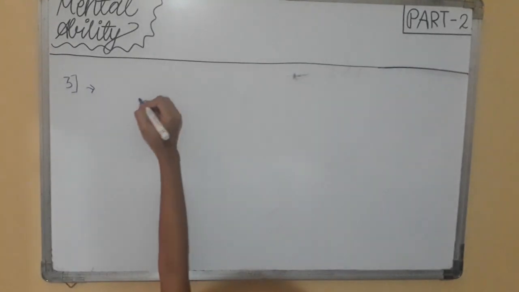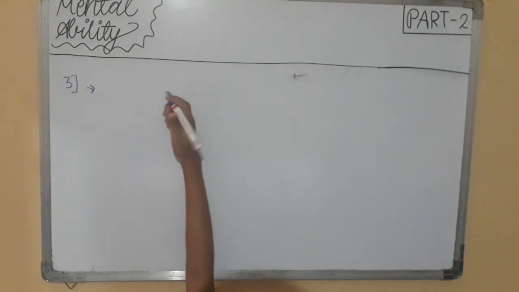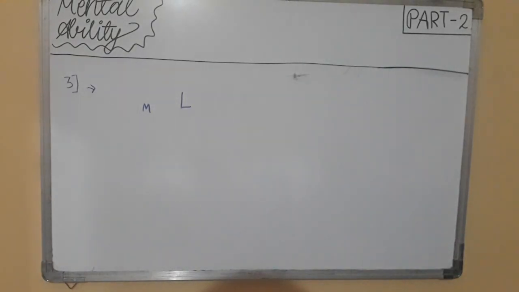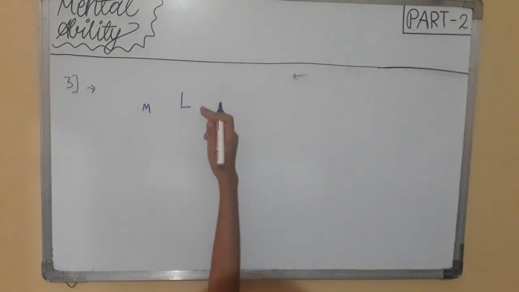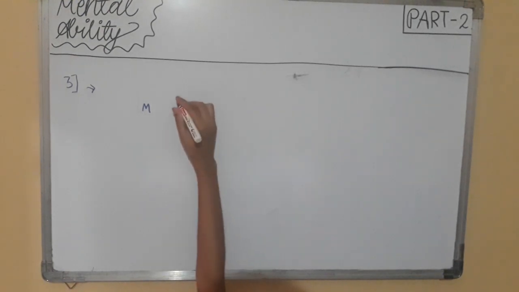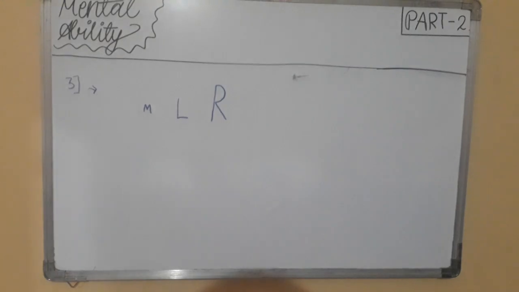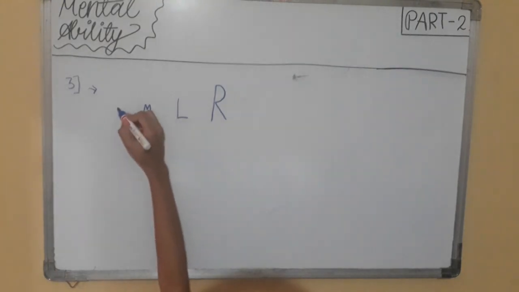Listen to the question carefully. Malini is younger than Lina, means Lina is older. Rupali is older than Lina, means Rupali is greater. Rani is younger than Malini, means Rani is smaller than Malini.